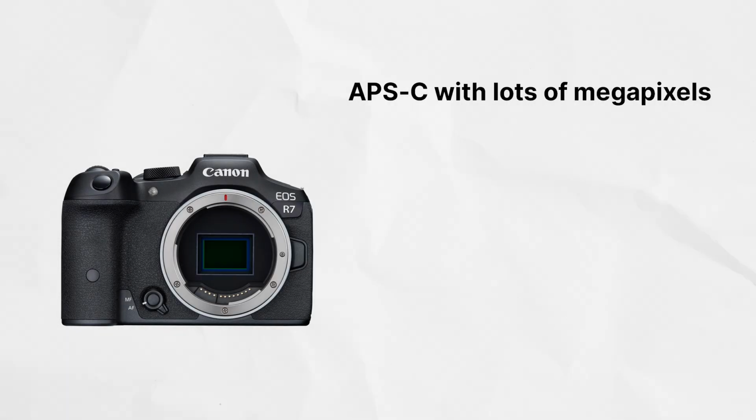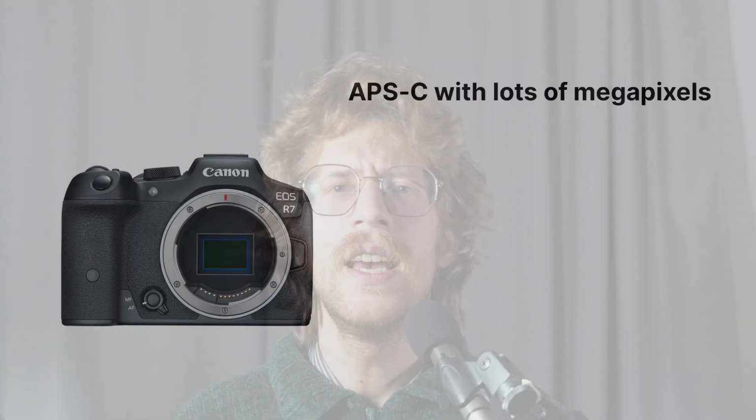APS-C sized large megapixel digital shooters. Here, diffraction can actually start to bother you a bit in the most extreme situations. I would avoid going past f16, though f16, I think, will be absolutely fine in most cases.